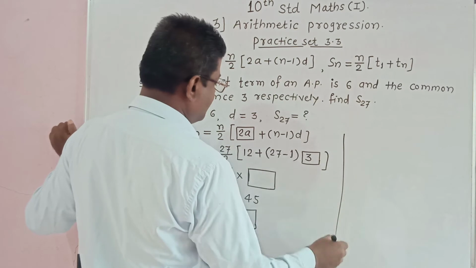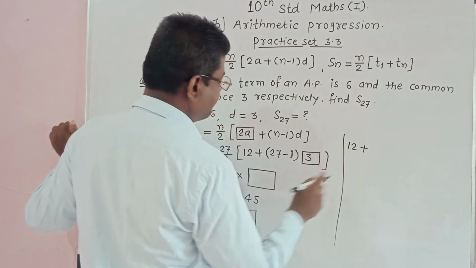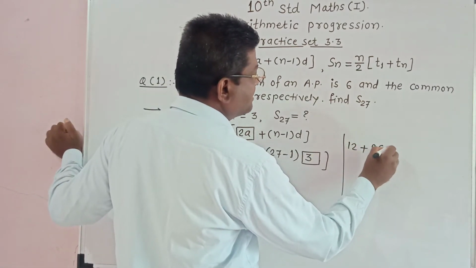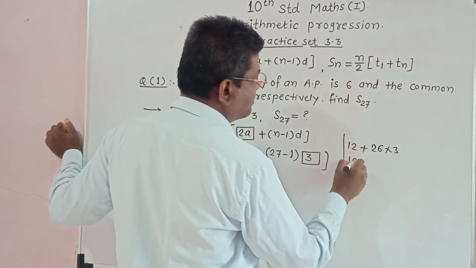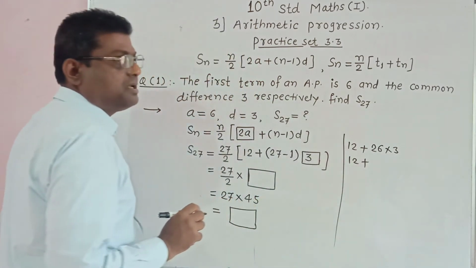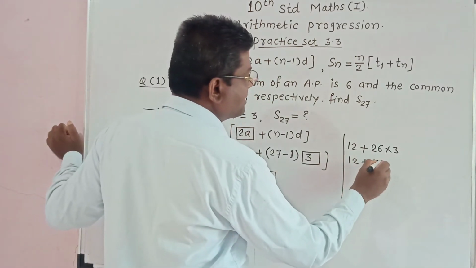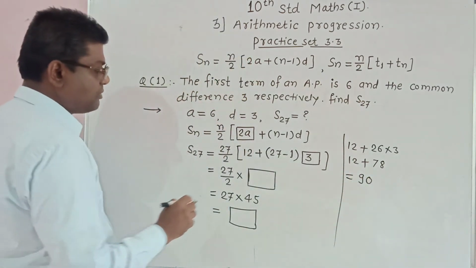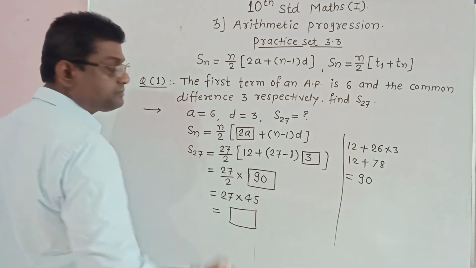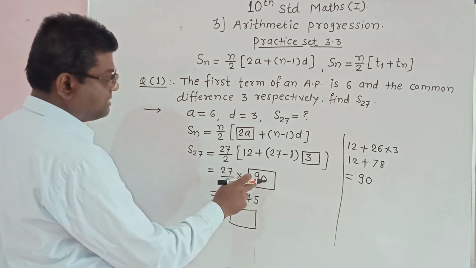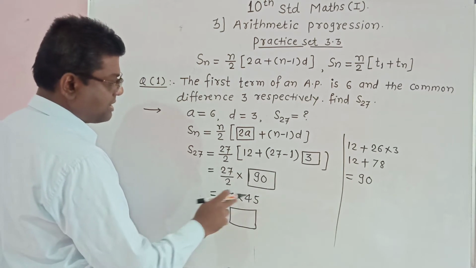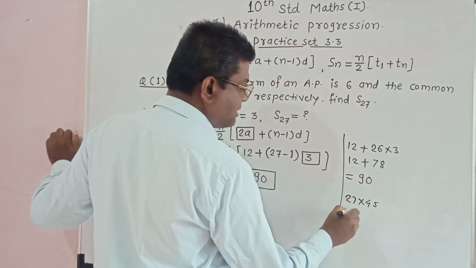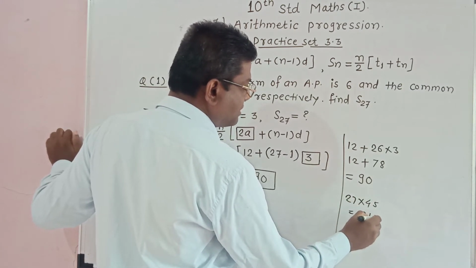Now let's see the calculation. This is 12 plus (27 minus 1) is 26, 26 into 3 is 78. 12 plus 78 will be 90. Therefore we write here 90. Now 90 divided by 2 is equal to 45. Therefore we write here 27 into 45 is equal to 1215.